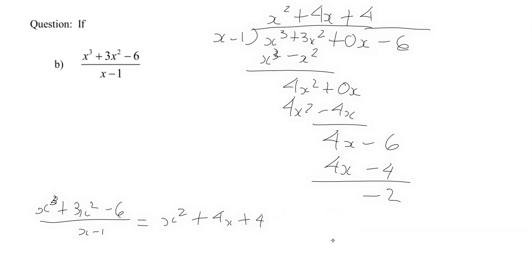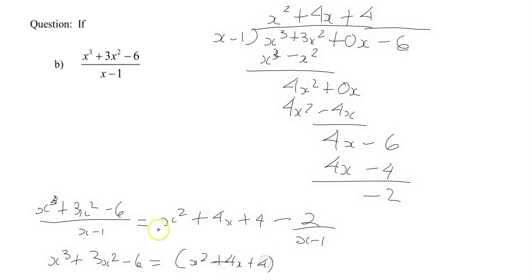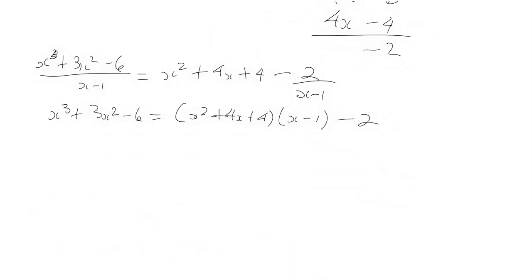Okay, so instead of saying plus minus, we can just go minus 2 over these, right? And that's one way. The way I prefer is to state the polynomial. So multiply everything by x minus 1 and say that x cubed plus 3x squared minus 6 is equal to the quotient, which must be in parentheses, times the divisor, and then minus 2.